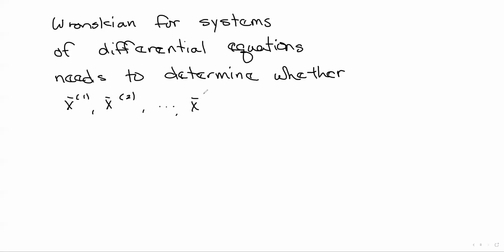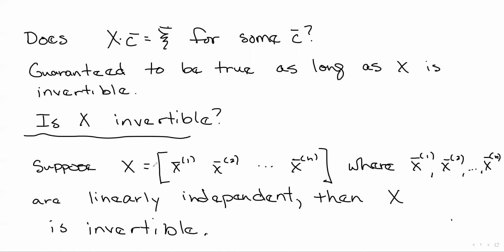Whether x1 through xn are linearly independent. If so, then we've got all the solutions. That's what that last theorem just said. And what did we say as part of that? As part of the theorem, we got to the point where we said, if we took x1 through xn and made a matrix of them, and that matrix was invertible, then that would be equivalent to those being linearly independent.